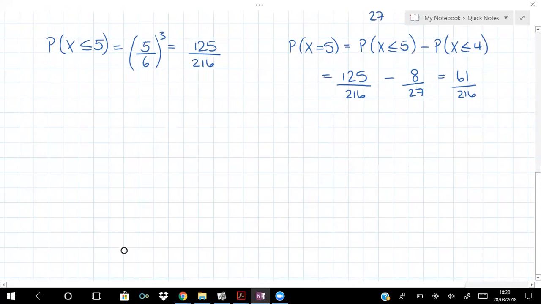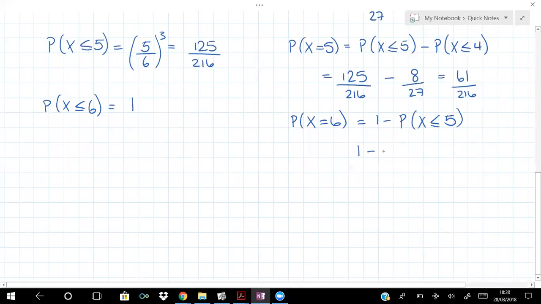Now for the last one, we want to find the probability when x is less than or equal to 6. So how many ways can we roll the dice so that we land on any number between 1 and 6? There's a 6 in 6 chance, so that's a probability of 1. And now, the probability when x is equal to 6 is going to be 1 minus the probability when x is less than or equal to 5. So that's 1 minus 125 over 216, which equals 91 over 216.